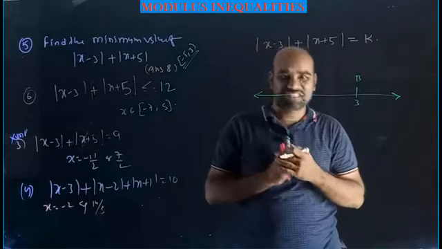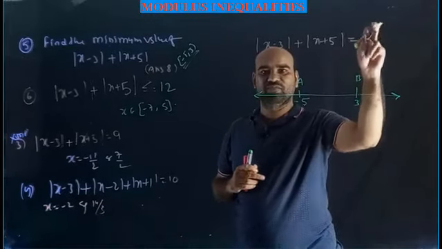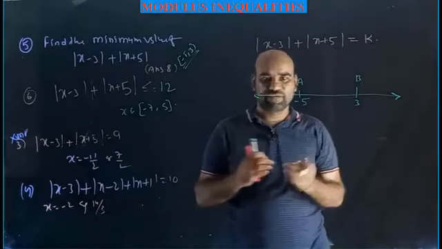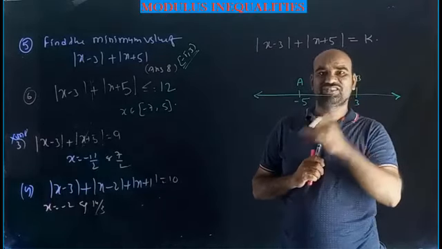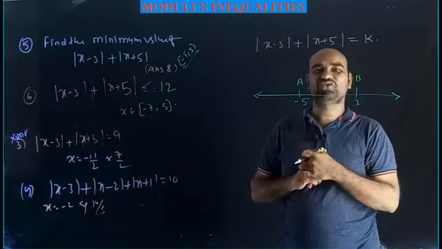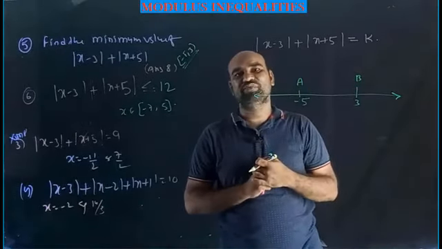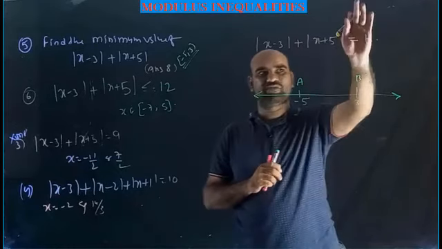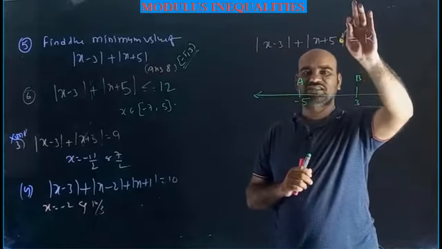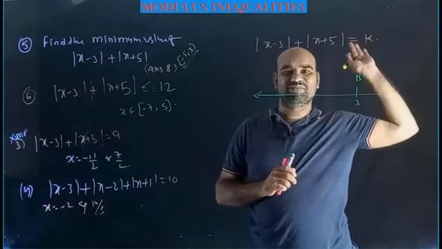They want to meet each other so that the distance traveled by them should be minimum. We want to find what is the minimum distance they should travel so that the sum of the distance traveled by them should be minimum. Both give the same meaning. What is the geometrical, graphical meaning of this? The sum of the distances from 3 to minus 5 should be minimum.